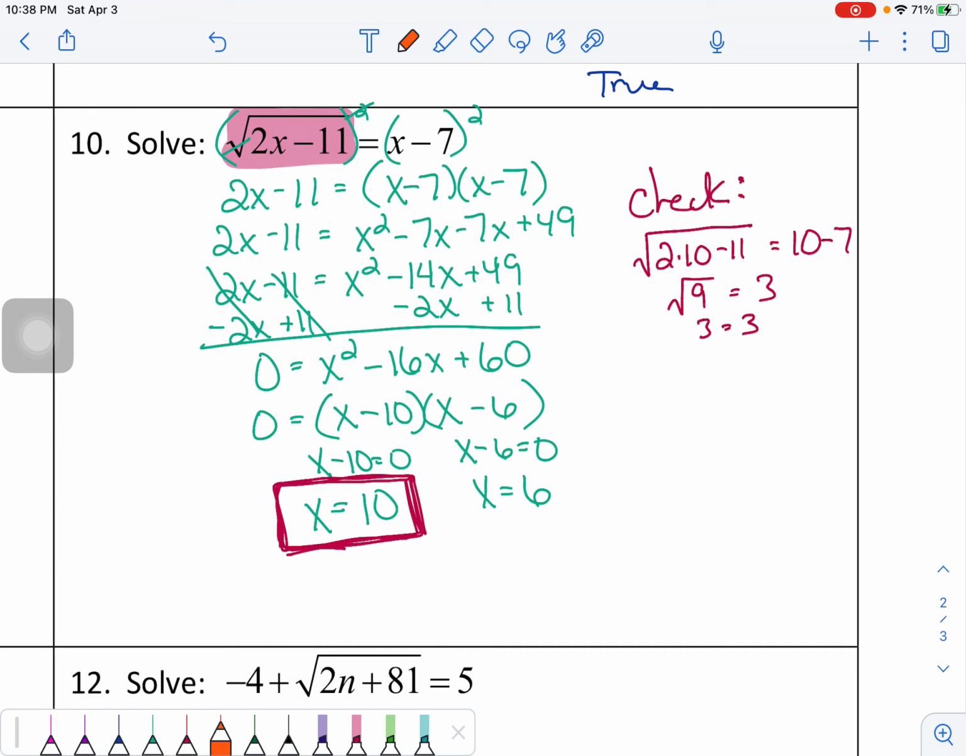With these problems, you could have both solutions work. You could have neither solution work. There's lots of possibilities here. So whatever you do, just check your answers.